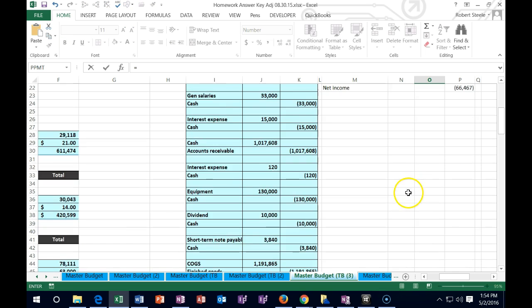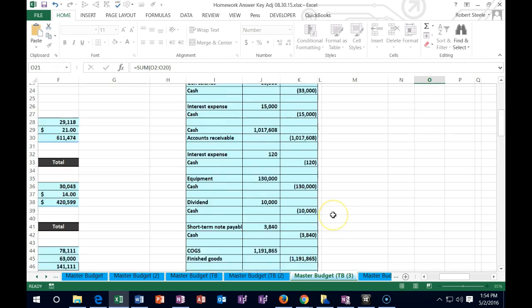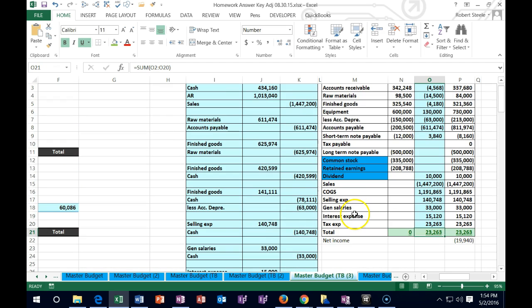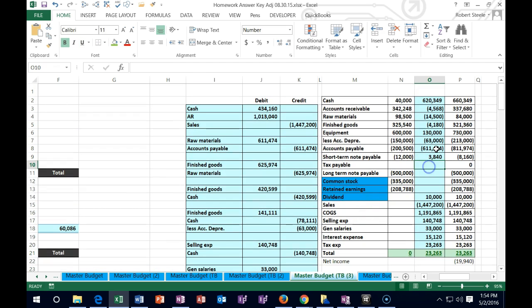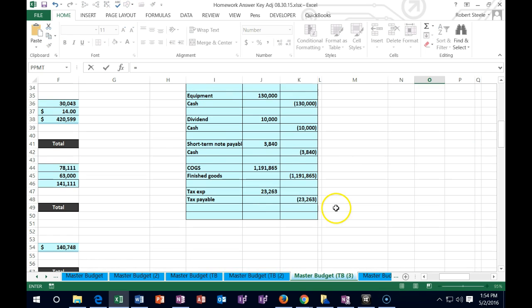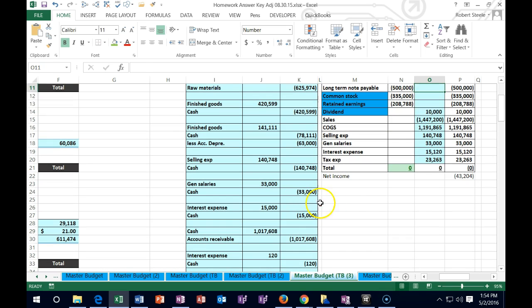And then the tax is going to be this 23,263, and we will put it into the tax payable right here. So there's the tax payable. And note, this will keep us in balance. Now it's not green over here because we're off by rounding, and you could fix the conditional formatting to fix that, but we're not going to go into that at this point.